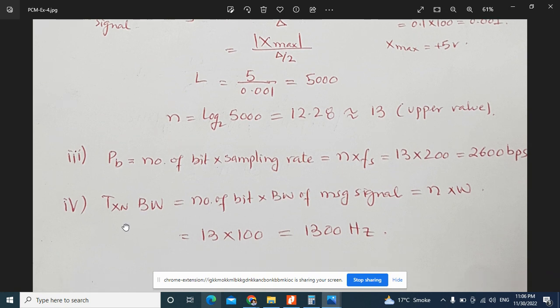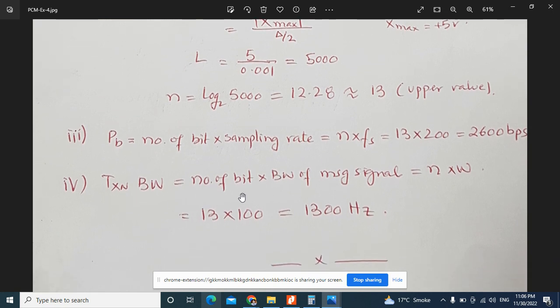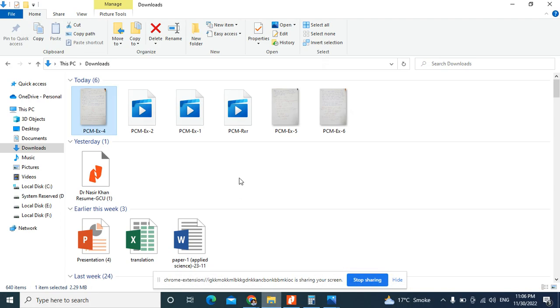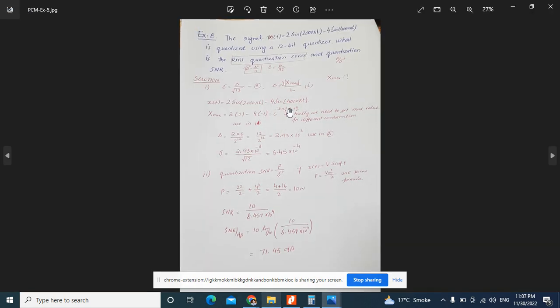The fourth one is the transmission bandwidth, which we know equals the number of bits multiplied by the bandwidth of the message signal. The number of bits is 13 and the bandwidth of the message signal is 100, so that equals 1300 hertz. So I know that you understand this example. Let's have another example for better understanding.